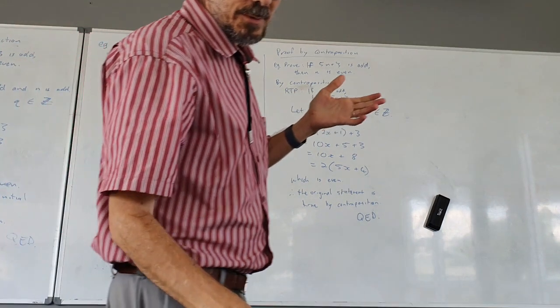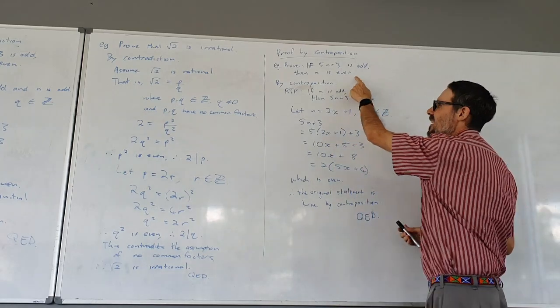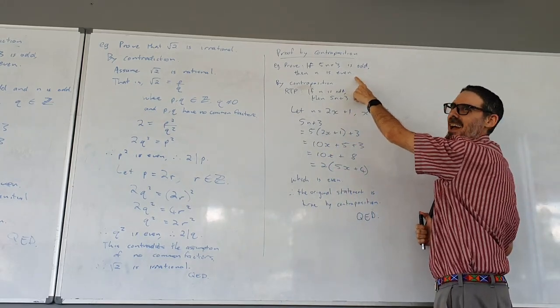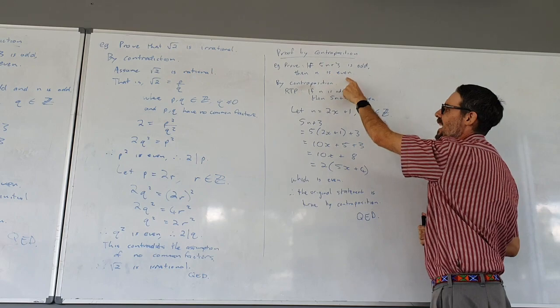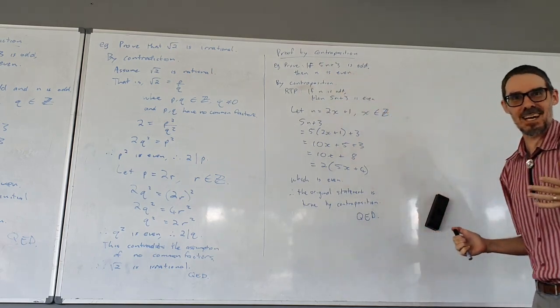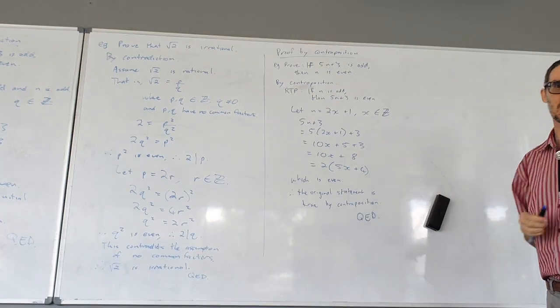So there are some times when you look at the statement and you go, I'm not sure how to do that, but if I turned it around and said n is odd and I prove it's even is actually easier, then do it by contraposition.